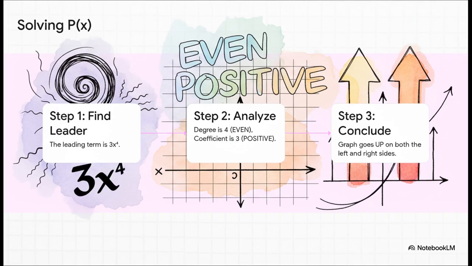Step 2, analyze it. The degree is 4, which is an even number. The coefficient is 3, which is positive. So, what does our little cheat sheet tell us? Even and positive. That means both arms point up. Up on the left, up on the right. Done. See how easy that was?